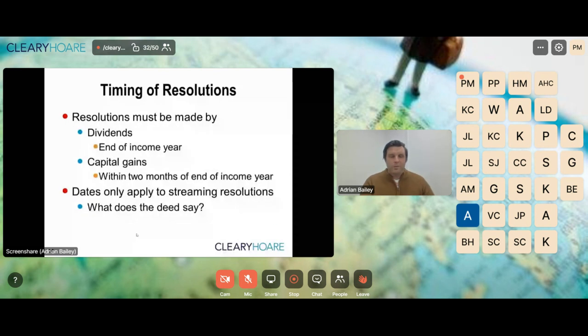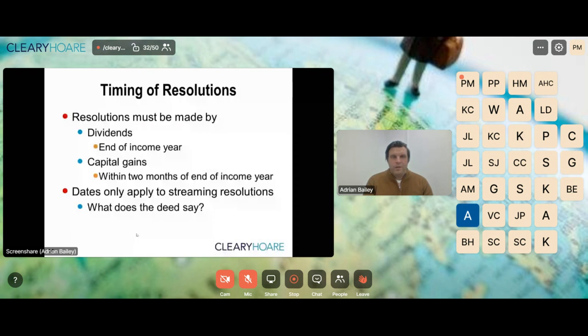Now, I did say before, timing of our resolutions have to be by the end of the year and in accordance with what our trust deed says. There is a slight difference with streaming legislation, in that for dividends, we still need to make our resolution by the end of the year. But for streaming capital gains and making them effective for capital gains tax purposes, it's within 2 months of the end of the income year.